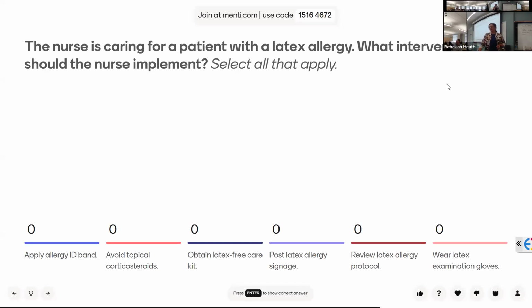So if the nurse is caring for a patient with latex allergy, what interventions should the nurse implement? And it is select all that apply.